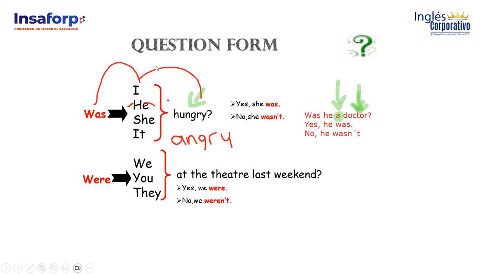And, of course, we have the other part in which it is not singular, but we have the plural form in which we use were. Were we, were you, were they. We need to understand that this you can be singular or plural, right? And, of course, the complement of this. And the answers, of course, we are going to have, again, the two options. We can say yes. It depends of the subject that you're going to say, yes, we were, or no, we weren't, right? Or I can say, yes, they were, or no, they weren't. It depends of the subject.